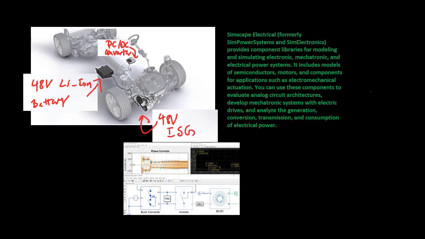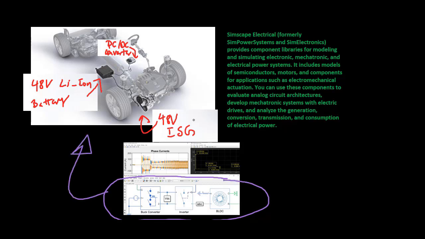Simscape Electrical, formerly SimPowerSystems and SimElectronics, provides component libraries for modeling and simulating electronic, mechatronic, and electrical power systems. It includes models of semiconductors, motors, and components for applications such as electromechanical actuation. You can use these components to evaluate analog circuit architectures, develop mechatronic systems with electric drives, and analyze the generation, conversion, transmission, and consumption of electrical power.